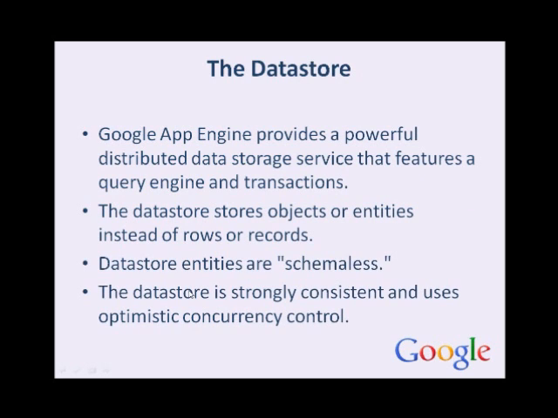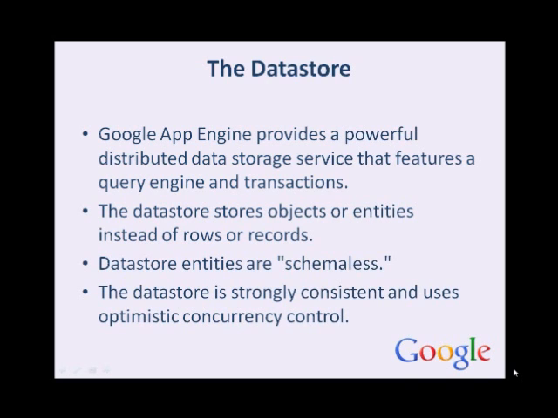Let's talk about the Datastore. Google App Engine provides a powerful distributed data storage service that features a query engine and transactions. The Datastore stores objects or entities instead of rows or records, which means that our Java object can be stored in this Datastore. Datastore entities are schemaless, which means that we don't have to design any schema for our Datastore. Instead, we need to design the objects we want to keep in the Datastore.